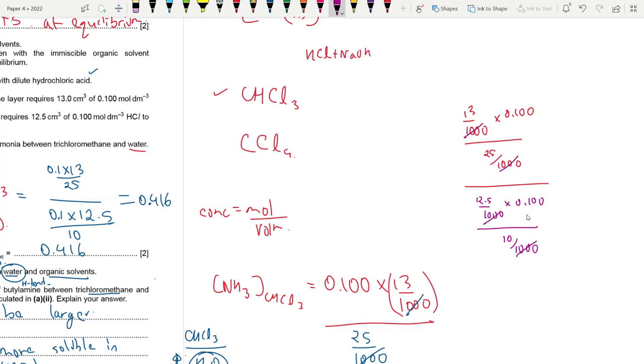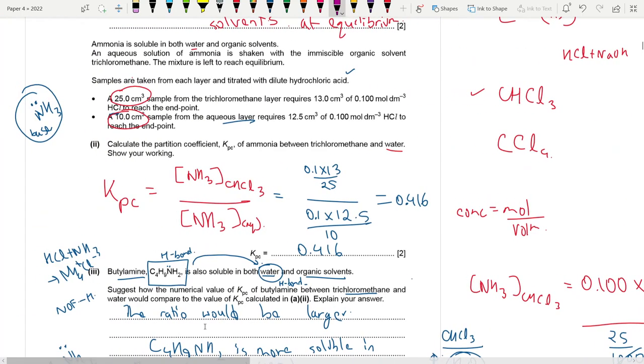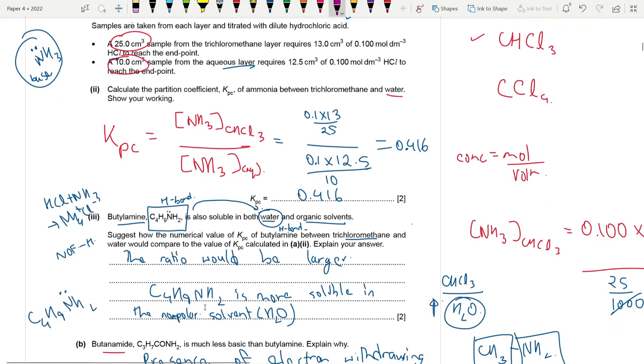We directly write 13 into 0.1 by 25 divided by 12.5 into 0.1 by 10. Okay, so that's it. If you do the math, you're going to get 0.416. That's the Kpc. So let's look at the next one.